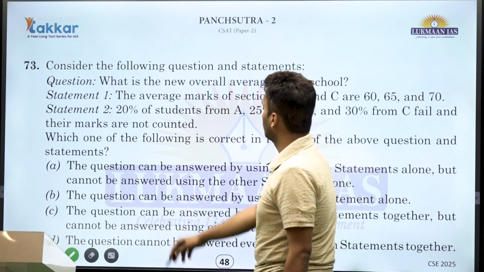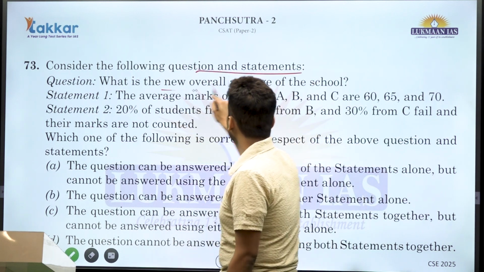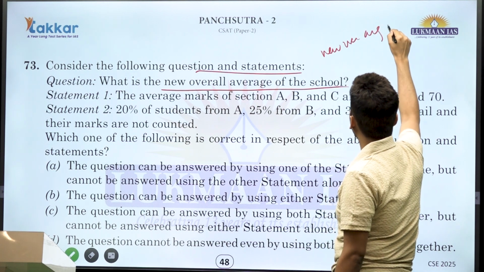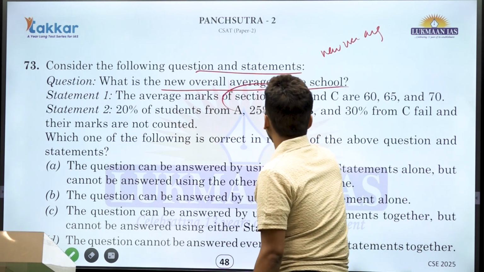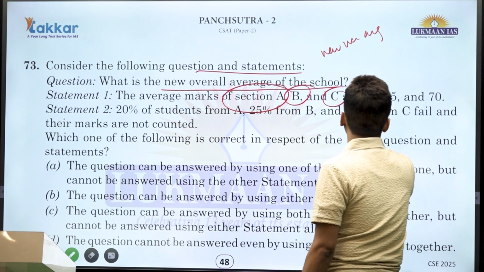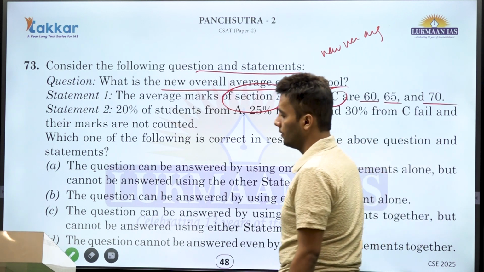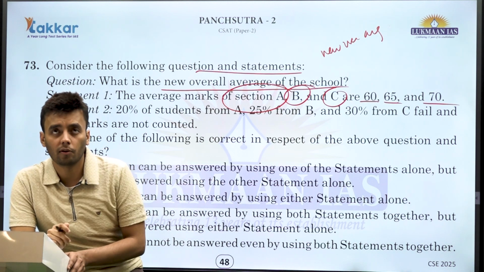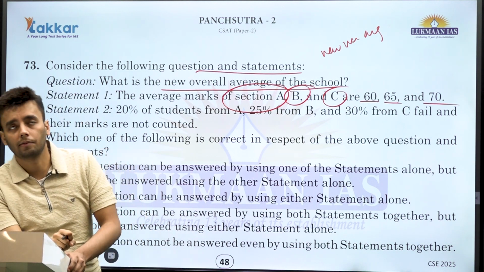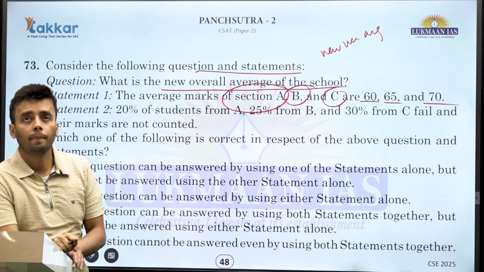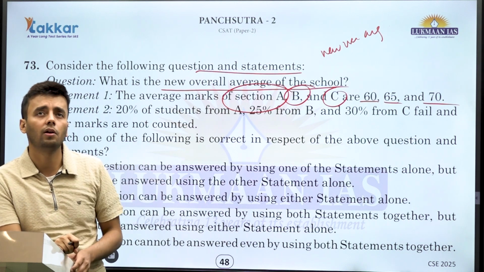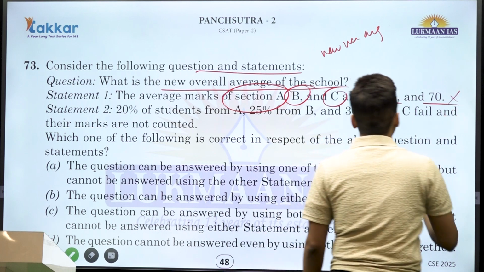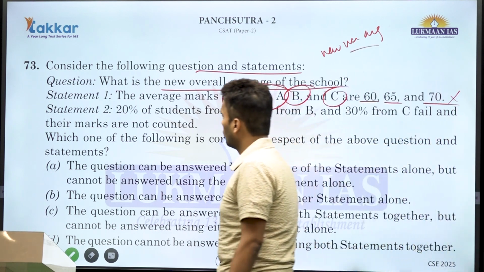Now let's see. This is a question with statements. What is the new overall average of the school? The average marks of section A, section B and section C are 60, 65 and 70. We are given 3 averages. So for an average we require the number of students and the marks. Here we are just given the average marks. We are not given the total number of students. So the statement alone cannot determine the new average of the school.